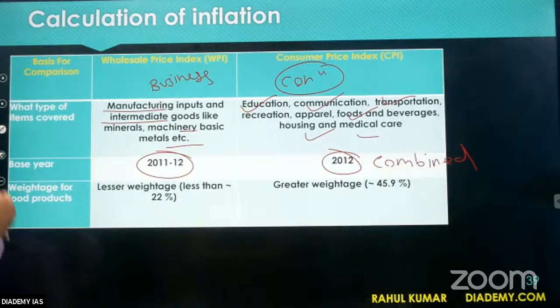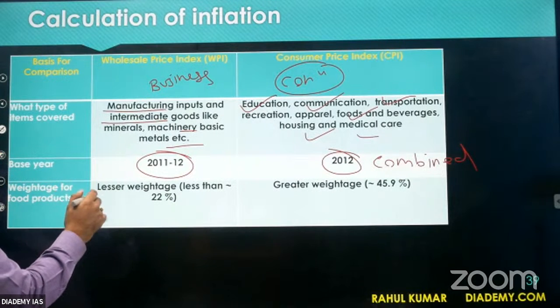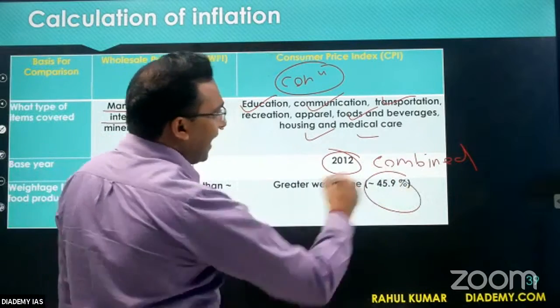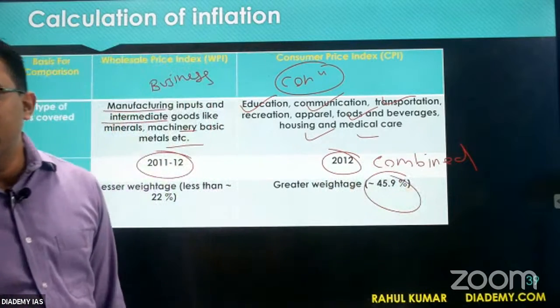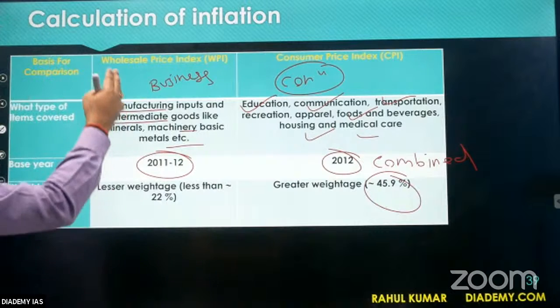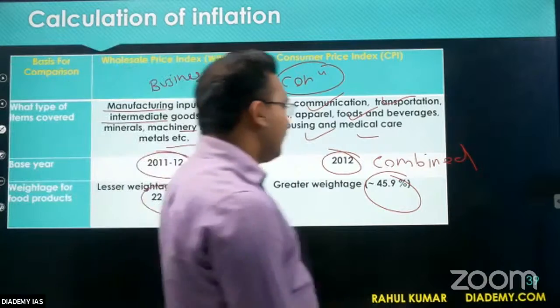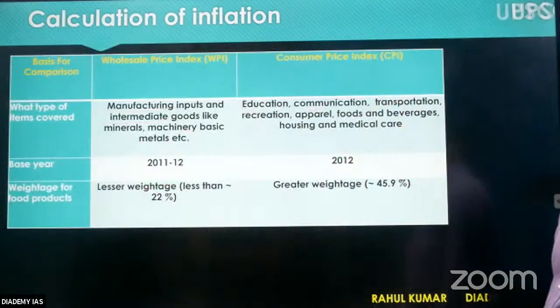Weightage for the food products. Here you have to understand this comparison. In consumption, the food percentage will be high because the consumer is actually giving more importance to food. But in case of wholesale, the food will be less. So this is another major comparison, right?